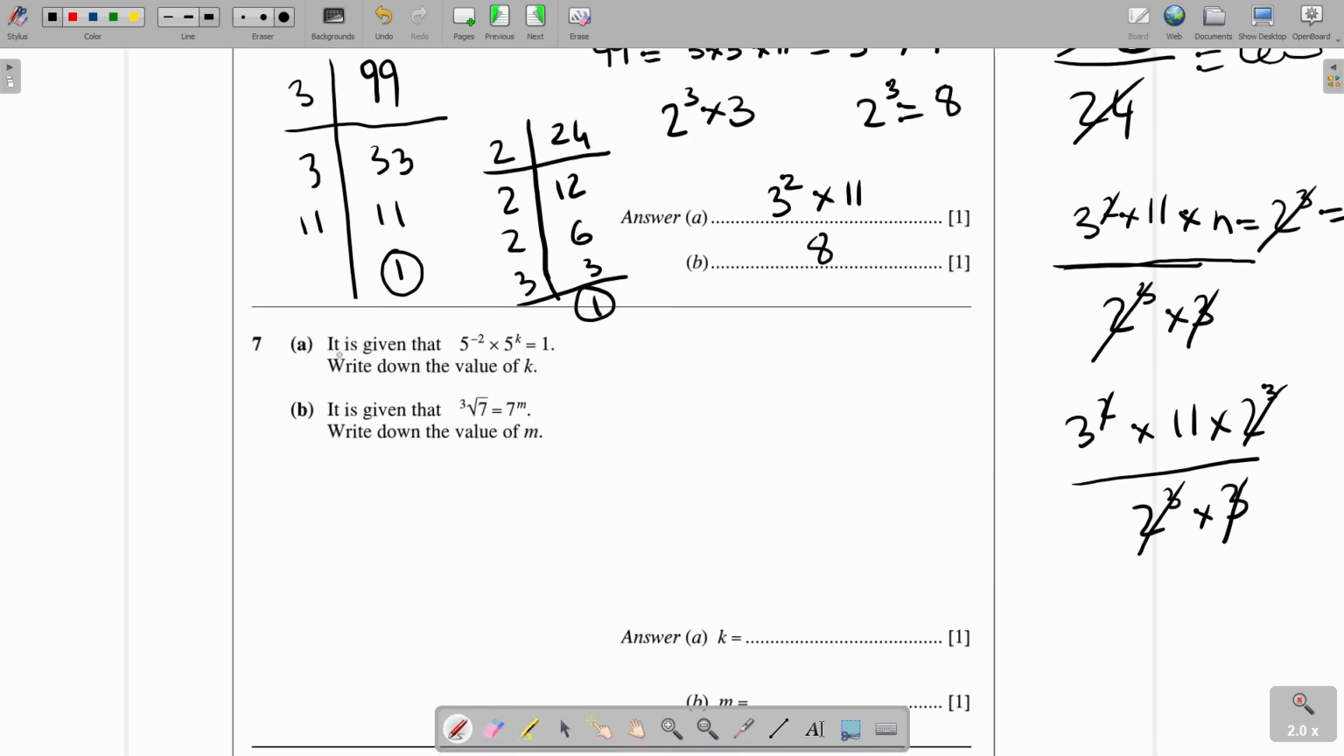But anyways, let's continue. It is given that 5 to the power of minus 2 into 5 to the power of k is equal to 1. So 1 can also be written as 5 to the power of 0, right?